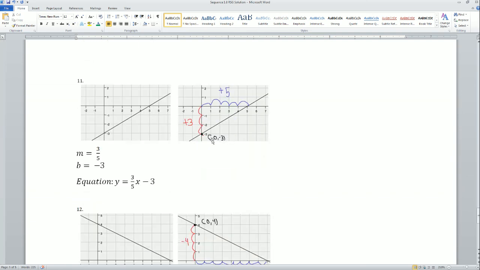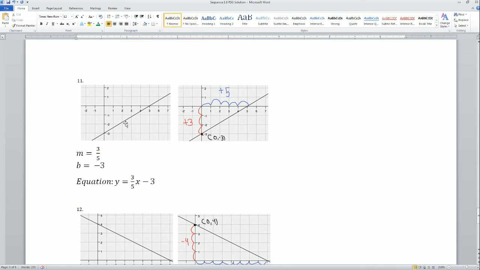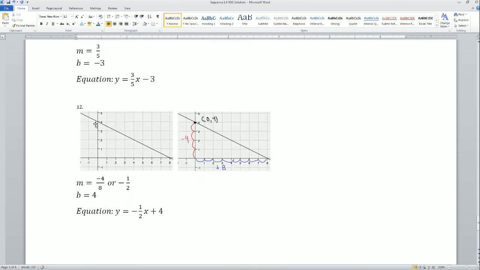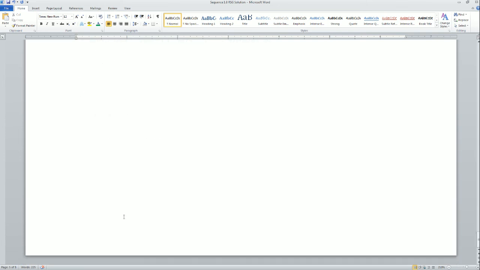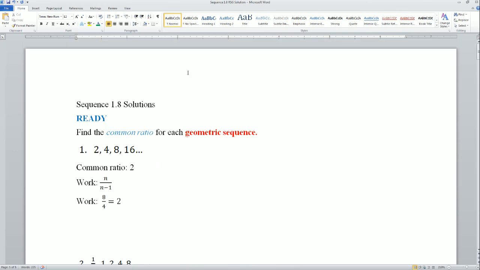Here I did the work for you because I already explained it in detail for number 9 and 10. Here, number 11, I have the slope as 3 over 5, the y-intercept as -3. The equation would be y equals 3 over 5x minus 3. 12, the slope here is -1/2. Again, it is going downwards. I simplify it from -4 over 8. The y-intercept here is b equals 4. The equation would be y equals -1/2 x plus 4. And there you go. That is all the homework solutions for this section of 1.8.